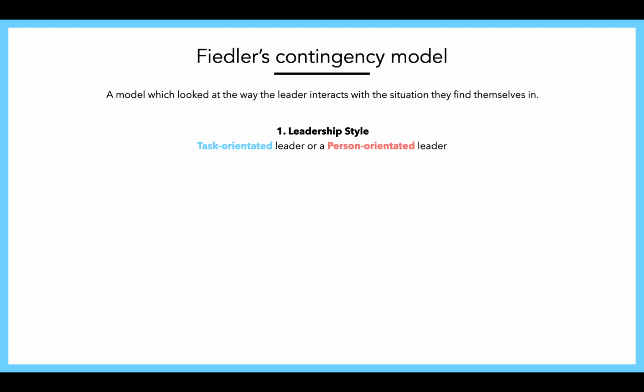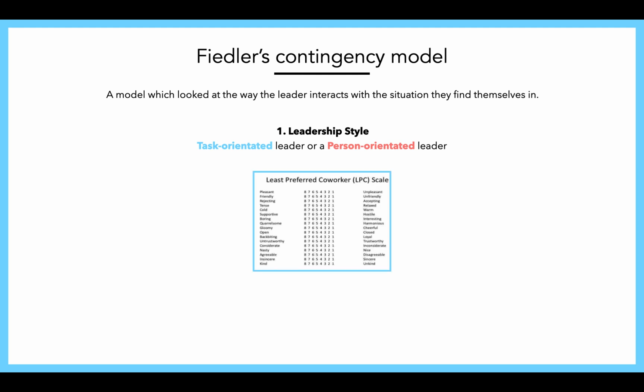And how Fiedler did this was he gave out a questionnaire and he asked leaders or other co-workers who want to be in leadership positions what they think of their least preferred co-worker, the LPC scale. So as you can see here, pleasant, unpleasant, friendly, unfriendly. And he just asked quite simply to circle the number on the scale.